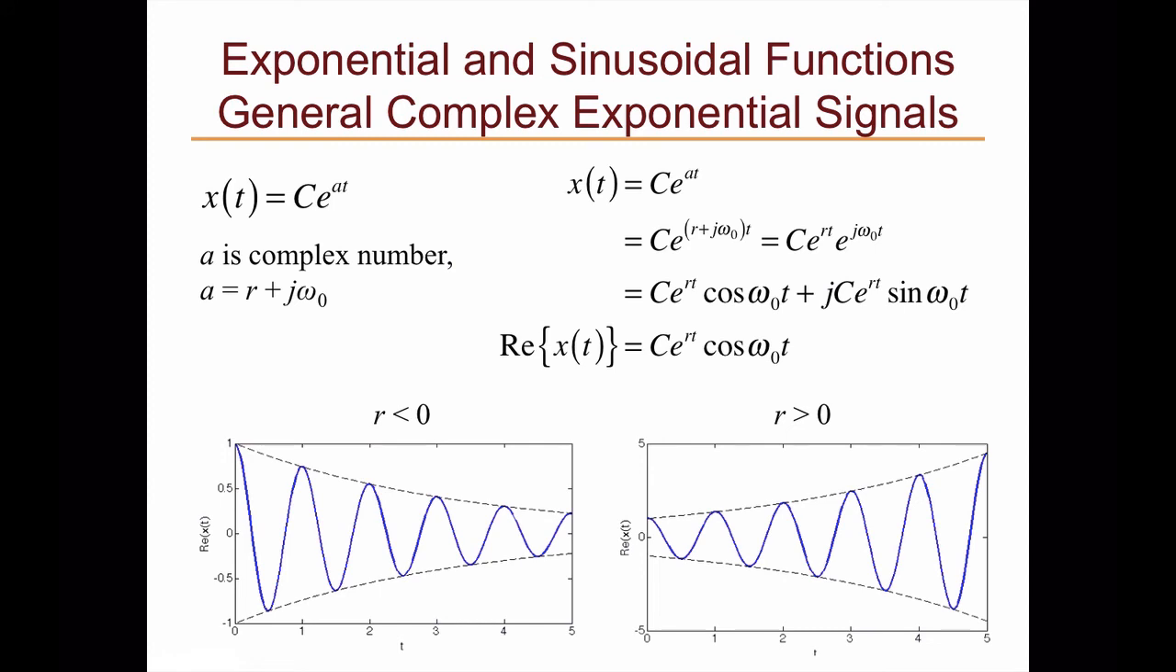Now, the cosine term indicates the oscillation of the signal, and this exponential term will control the rate of growth, whether it will be decaying or growing. If r here is less than 0, you will have an exponential decay to 0. If r is more than 0, then the function will oscillate and grow without bound.